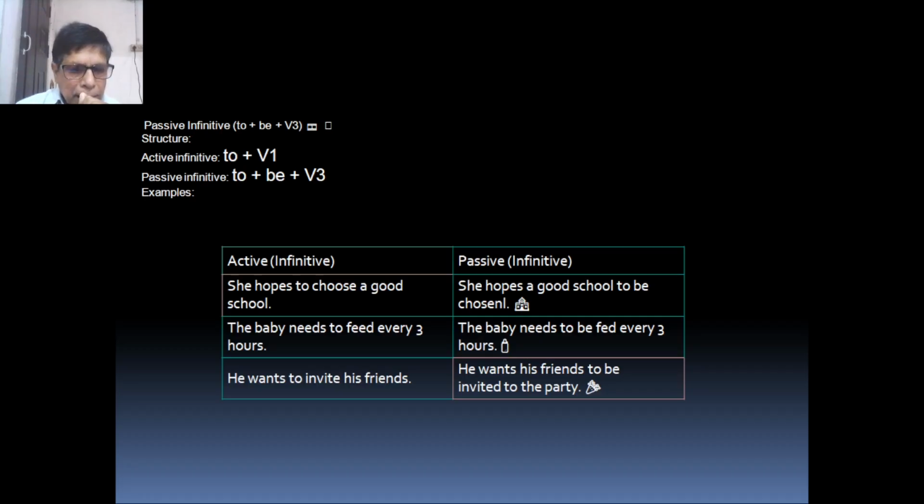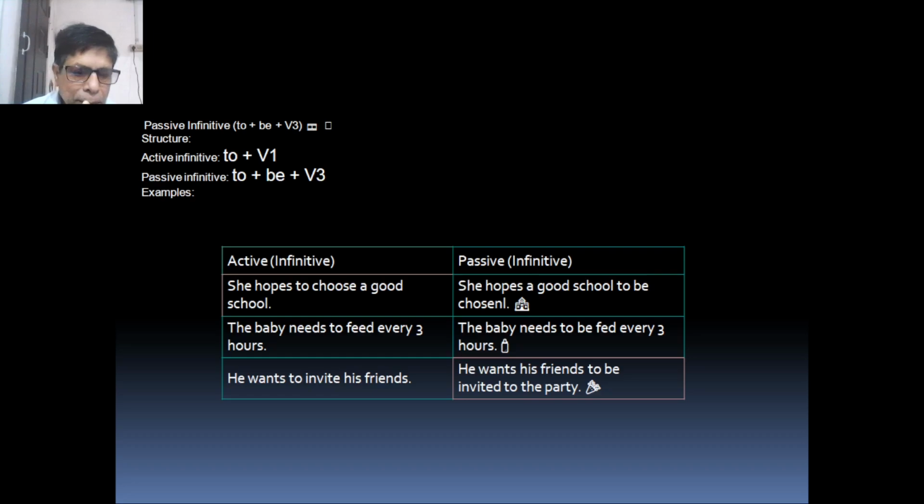Examples: active, she hopes to choose a good school. Here to choose is the infinitive. Now passive will be made to this infinitive form of the verb, which is she hopes, it is kept intact, and a good school, which is object to the infinitive, will be brought here. A good school, then passive of the to choose is to be chosen. She hopes a good school to be chosen. By plus object is silent here, by them, etc.